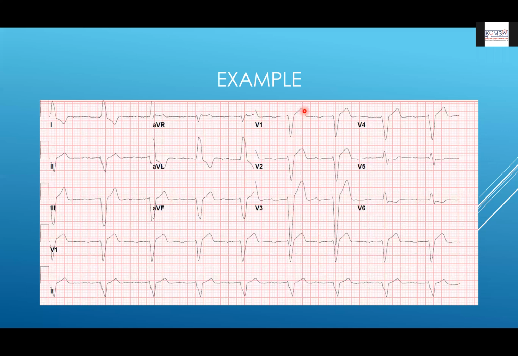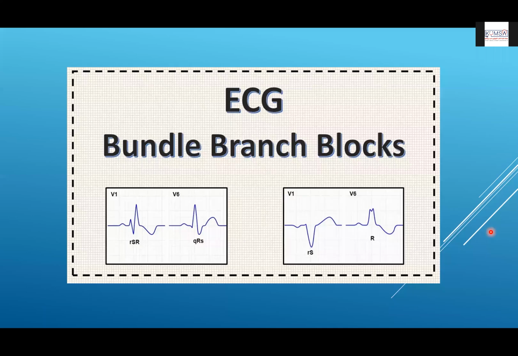A lot of doctors or students, they remember bundle branch blocks with the mnemonic William Marrow. I'm not sure if you all still use it, but that's a good mnemonic. So William is a W wave in V1 and an M wave in V6. That's for a left bundle. And Marrow is the same thing, but for right bundle branch block.